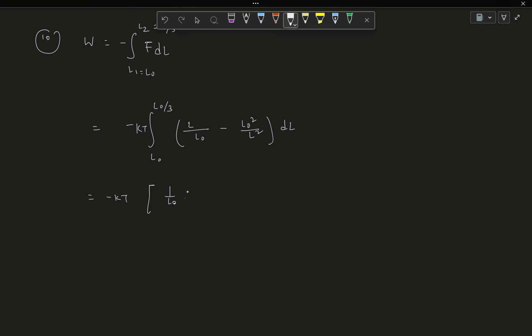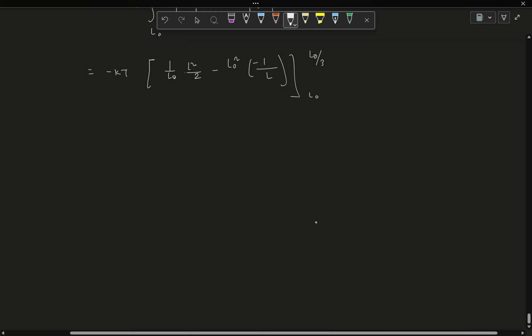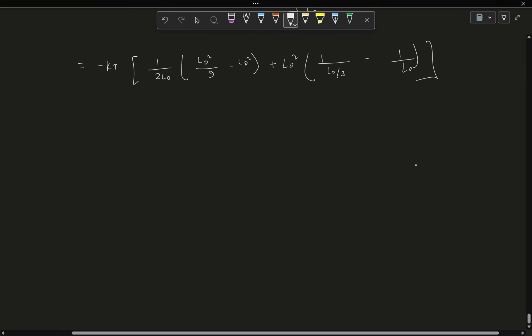So this is minus KT, 1 by L naught, this integral is giving you L squared by 2, minus L naught square, this integral is given by minus 1 by L, and the integral limit is L naught by 3 to L naught. So this is minus KT, 1 by 2 L naught, then L square, putting the limits, is L naught square by 9 minus L naught square, and minus and minus making it plus, so plus L naught square into 1 by (L naught by 3) minus 1 by L naught.